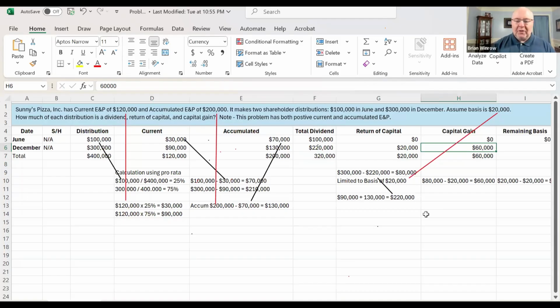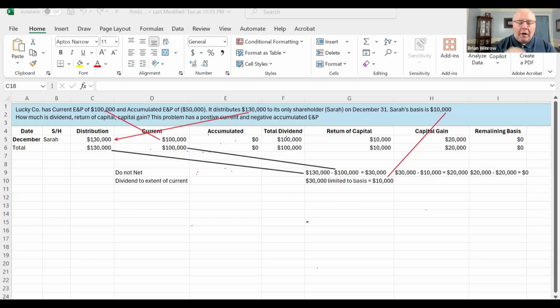All right, guys, I hope this problem helps. It might take some time looking over it, but this will walk you through the process. So I'm going to move over and we're going to talk about a situation where we have a positive in current and a negative in accumulated. Remember, this is one we do not net. So just keep that in mind. We do not net. All right.